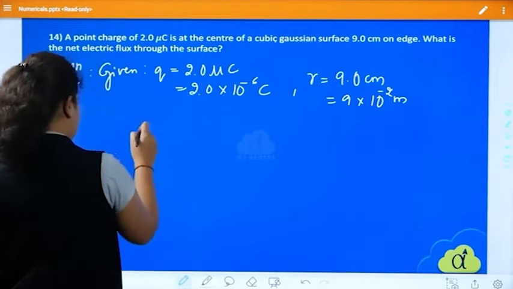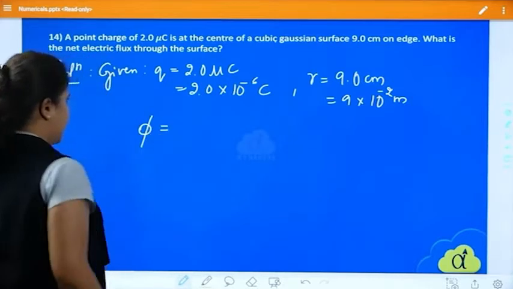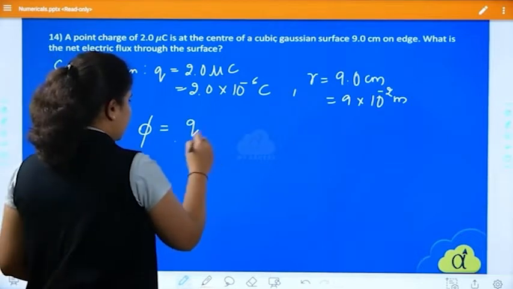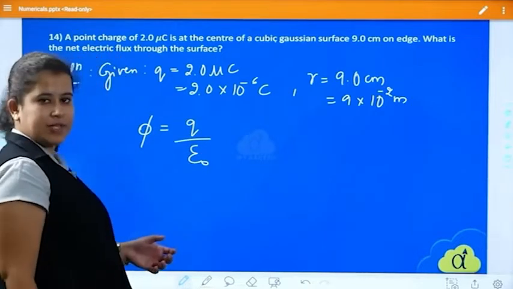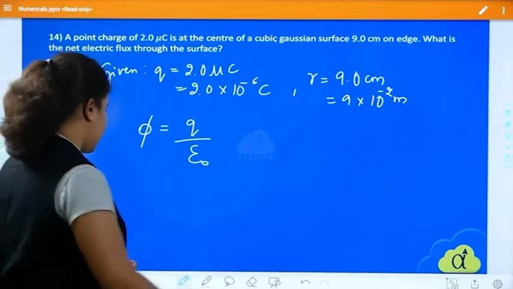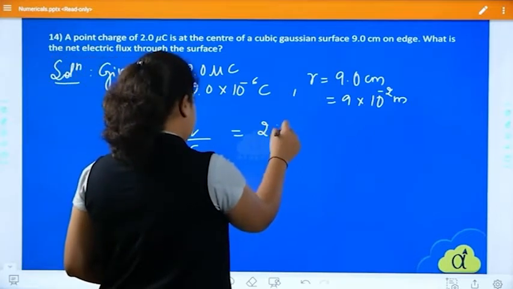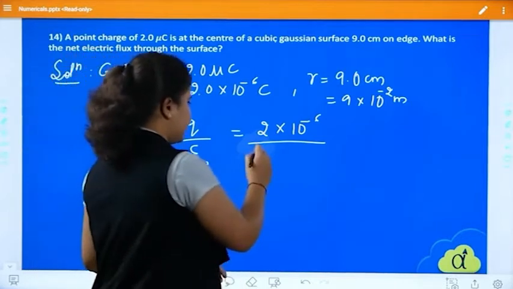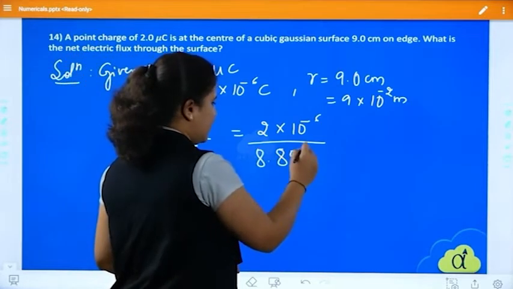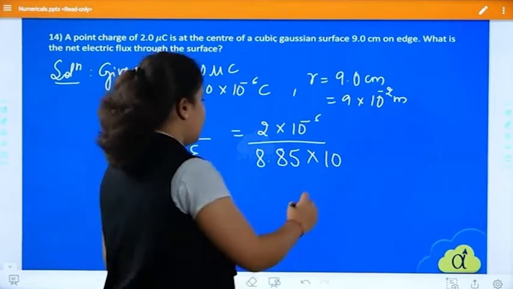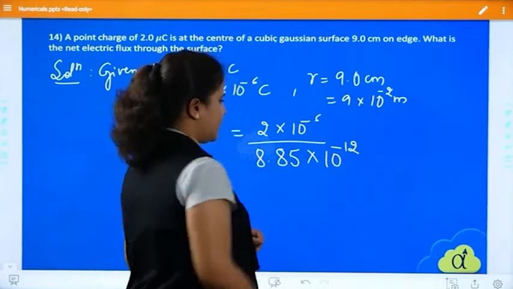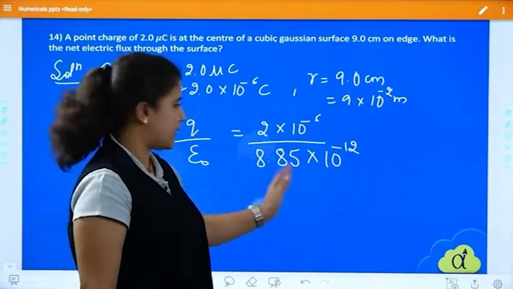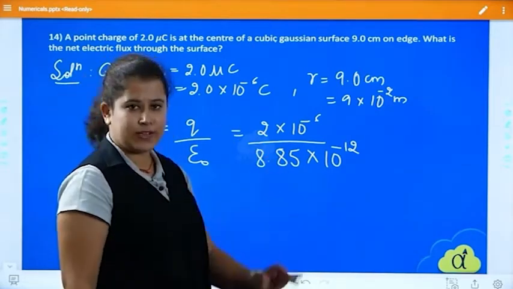Next, I have to find out phi, that is the electric flux through the surface. So phi is equal to q divided by epsilon naught. The value of q is 2 into 10 raised to minus 6, divided by epsilon naught, whose value is 8.85 into 10 raised to minus 12.